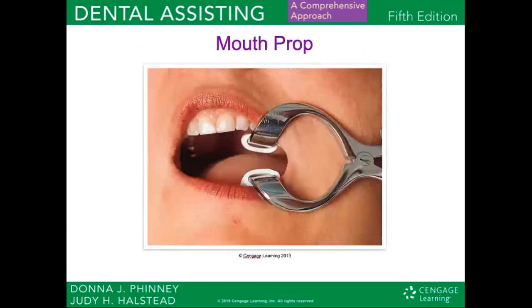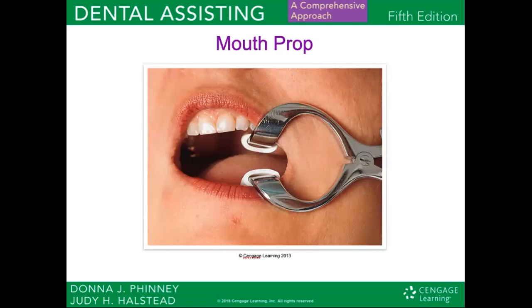Mouth props are used to prevent the patient's mouth from closing during the surgery, and there are a variety of types of mouth props ranging in size from child to adult. Mouth props are made of hard rubber, silicone, plastic, styrofoam, or stainless steel. Some of the mouth props are disposable, such as the styrofoam types.